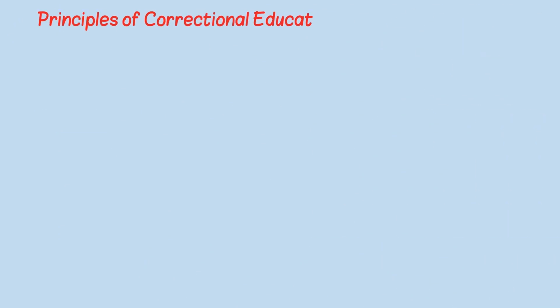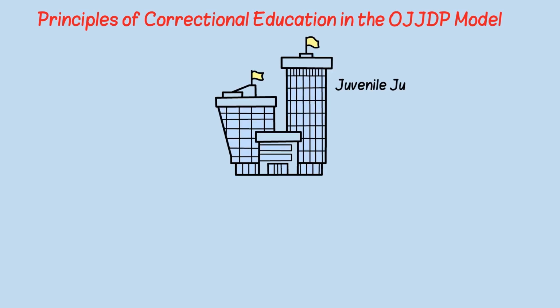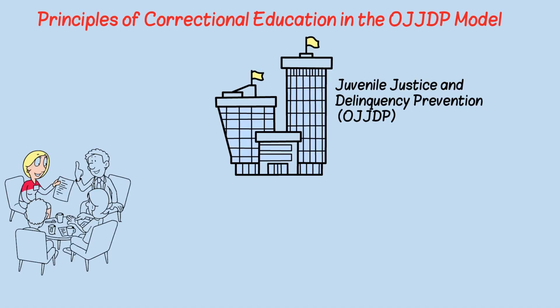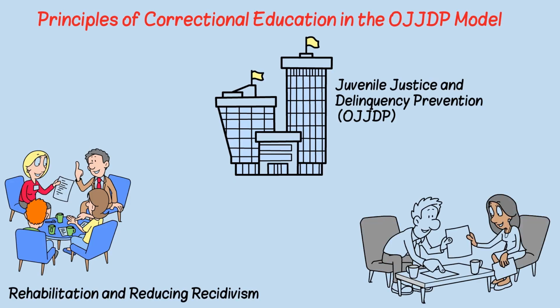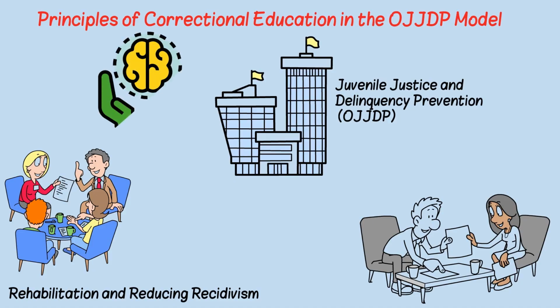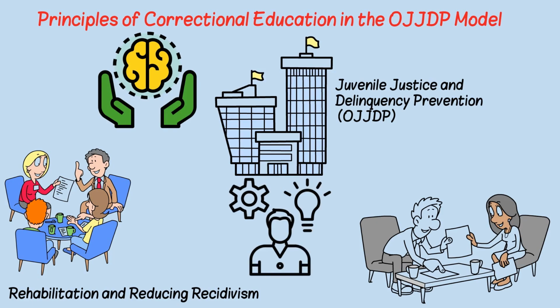Principles of correctional education in the OJJDP model. The Office of Juvenile Justice and Delinquency Prevention, OJJDP, emphasizes the importance of correctional education in promoting rehabilitation and reducing recidivism. According to their model, correctional education should focus on addressing the individual needs of incarcerated youth, fostering their intellectual growth, and equipping them with the skills necessary for reintegration into society.